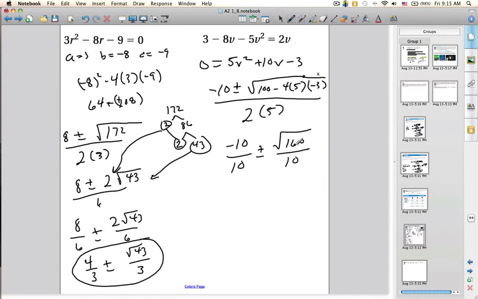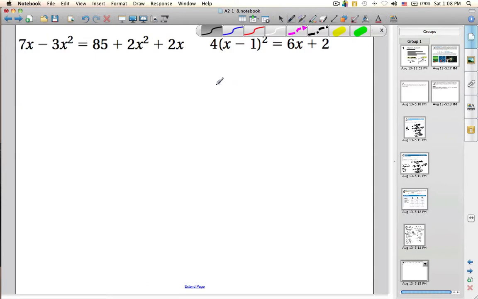So I can see that 16 is a factor here, so I'm going to factor the 16 out and leave a 10 in. Negative 10 divided by 10 is negative 1, plus or minus the square root of 16, which is 4, root 10 over 10, and I know that I can factor a 2 out of this and out of this, and I end up with negative 1 plus or minus 2 root 10 over 5. So a couple more examples.